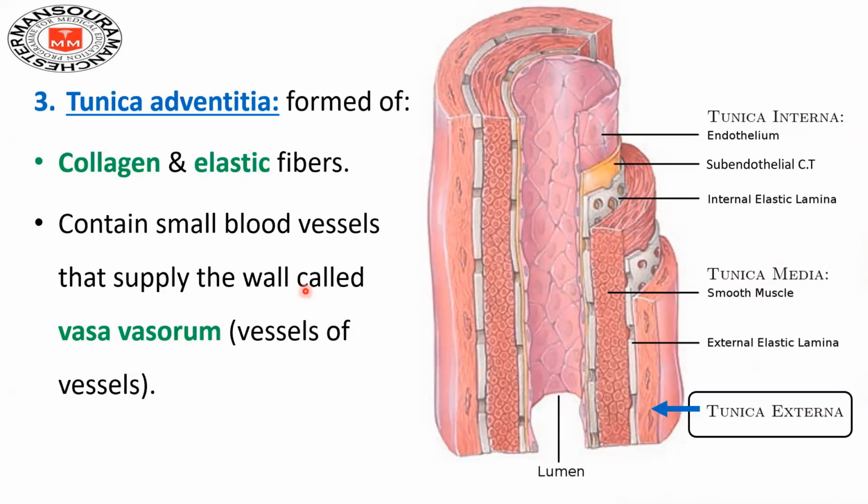Here is the tunica adventitia. Again, the tunica adventitia, the outermost layer, contains mainly collagen and elastic. Elastic here will be mentioned only in arteries. We will remove elastic when we mention tunica adventitia of veins. And it contains small blood vessels to supply this wall, these cells. They are called the vasa vasorum.